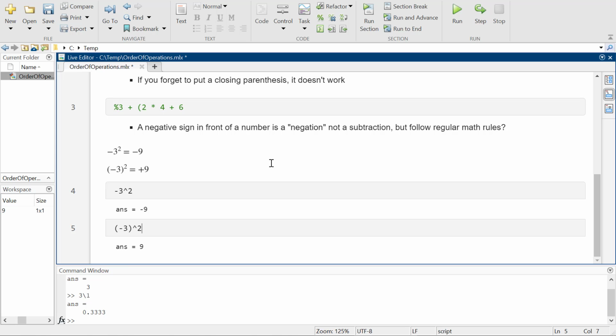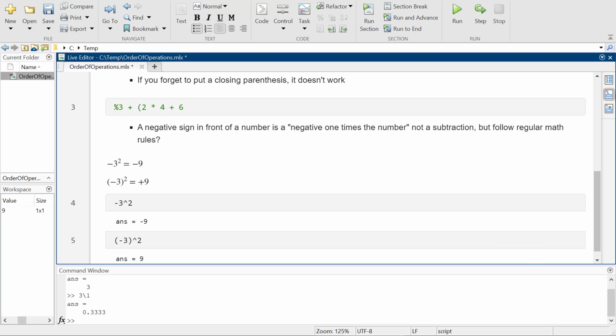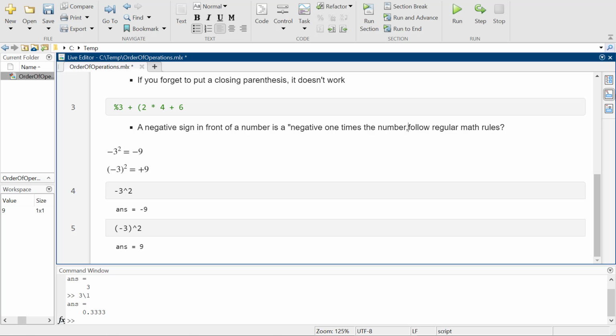So it's going to negate the answer to 3 squared. I don't know how to describe that. So basically it's a negative 1 times, maybe I should do it that way. A negative sign is a negative 1 times the number. There we go. So follow regular math rules, exclamation point.